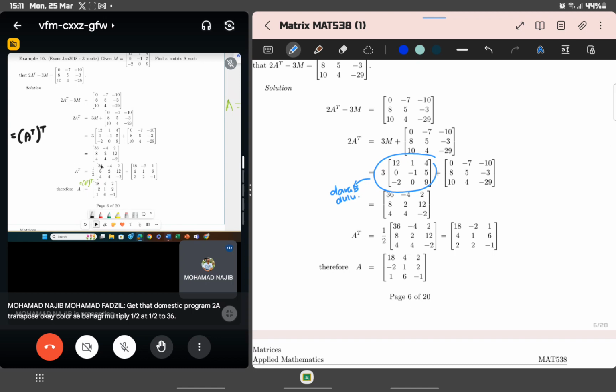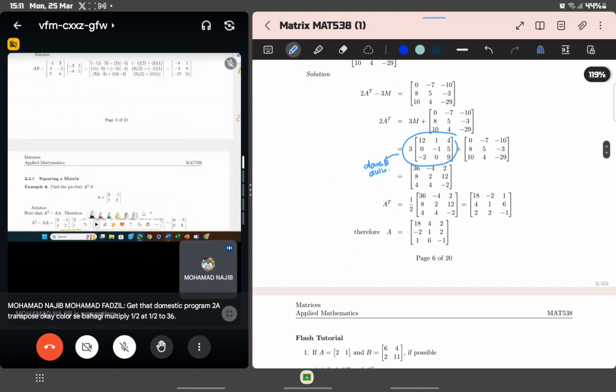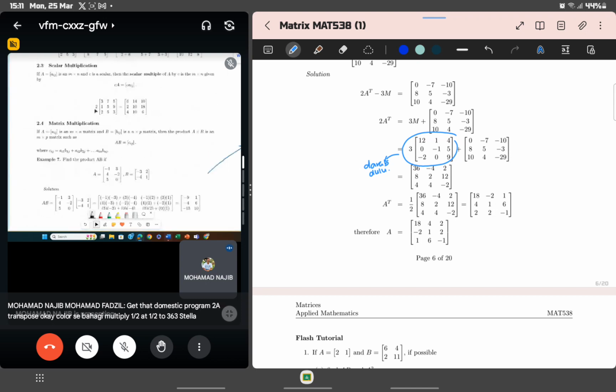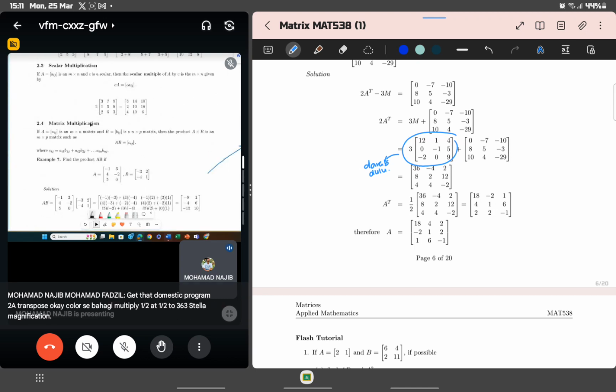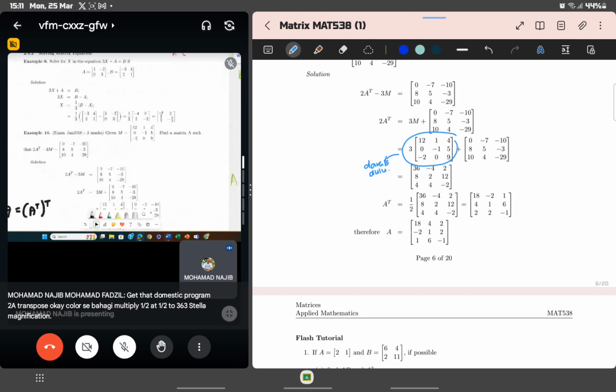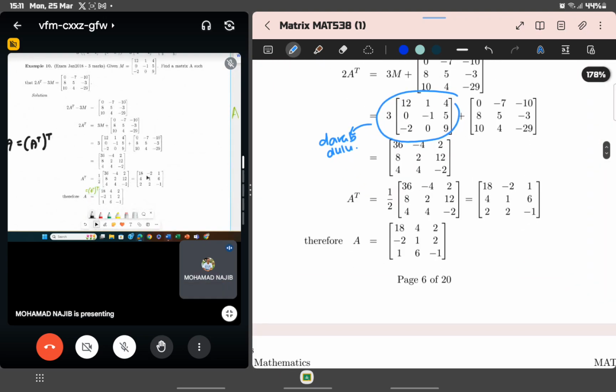Dapat 18 ni. 36 darab setengah, darab dapat 18. Oh boleh sir, boleh. Sebab hasil darab tu dalam kategori skala multiplication. Cuma sini nombor 2, yang bawah tu nombor setengah. Okey, dia dalam kategori skala multiplication. Jadi, skala multiplication anda akan dapat yang ni.